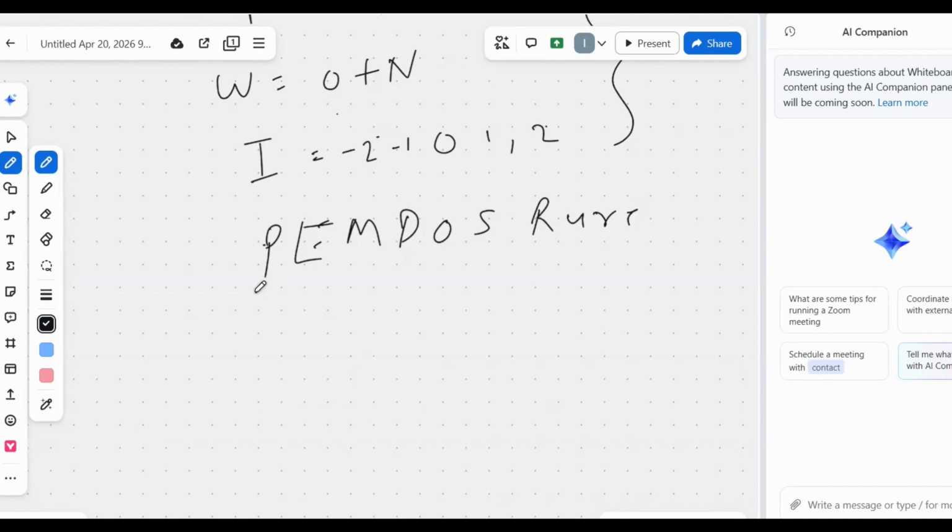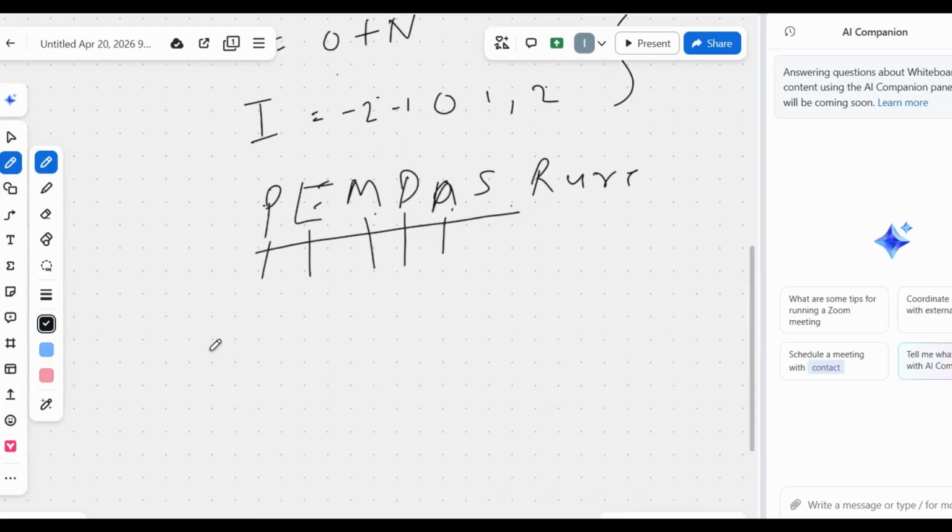So the full form of PEMDAS is parenthesis, exponent, multiplication and division, then addition, sorry, multiplication or division. After that, you are going to check for addition and subtraction. PEMDAS. Okay? Clear?